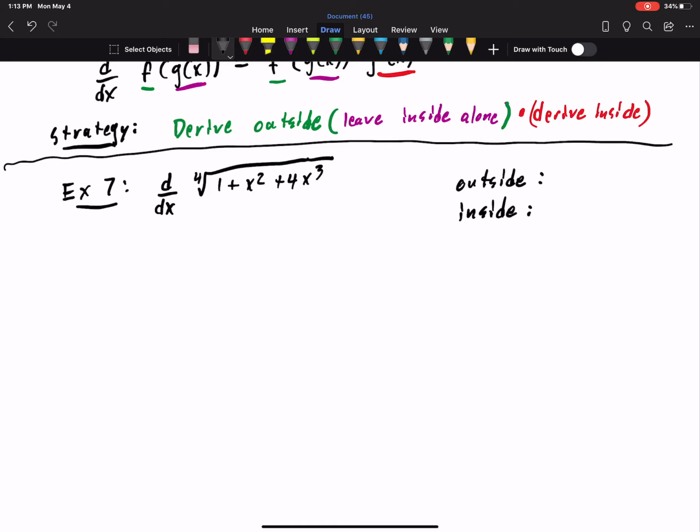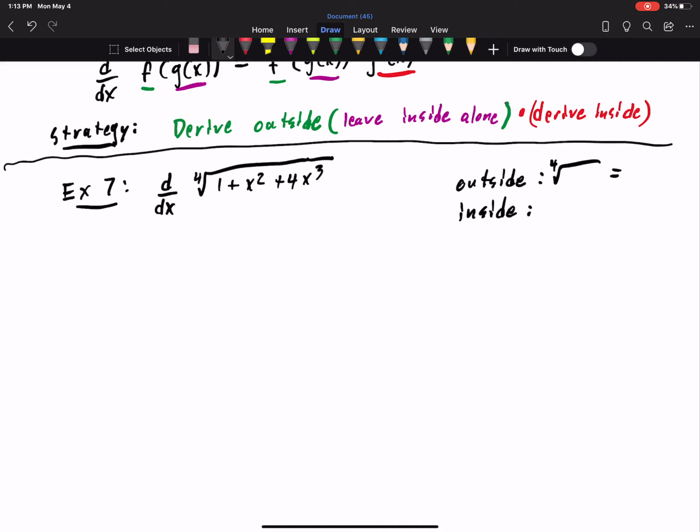Example 7, we are now deriving the fourth root of 1 plus x squared plus 4x cubed. So this is going to work very much like the last example. What is the outside function in this case? The outside function is going to be this fourth root of blank.